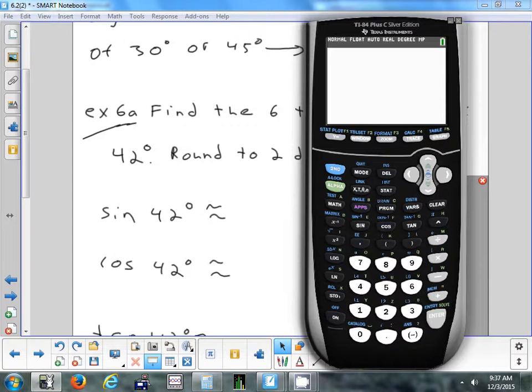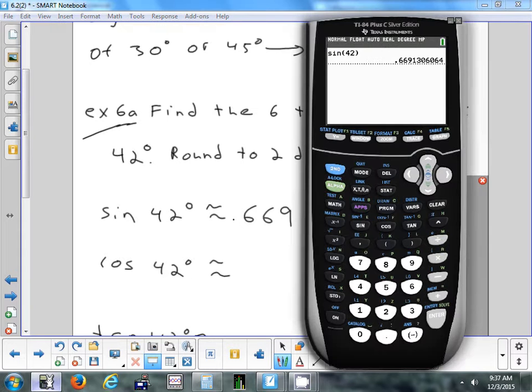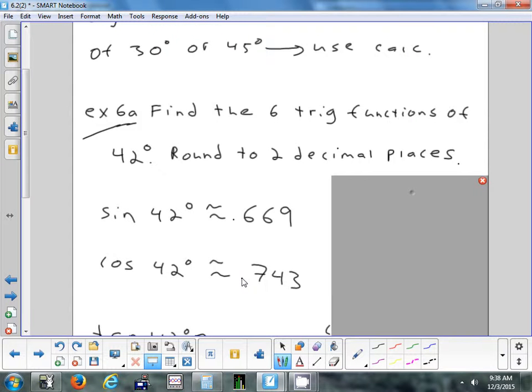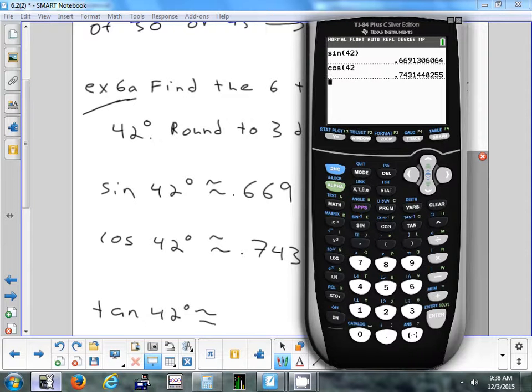On my calculator, all I do is press sine 42, close my parenthesis, hit enter. That's it. So the sine of 42 is 0.669. And we do the same with the cosine. Cosine 42 is 0.743. I said round to 2, let's just make it 3, since I already did 3. Okay, and tangent 42, 0.900.